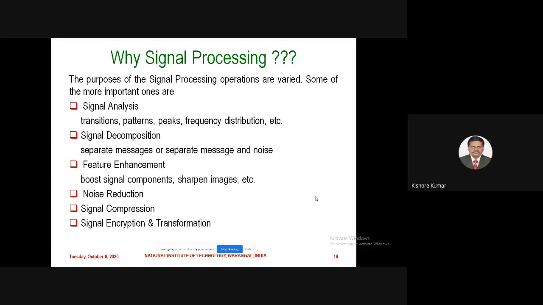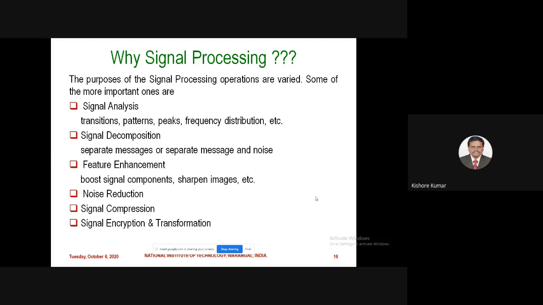So the first one is signal analysis, then signal decomposition. The third one is feature enhancement. The fourth one is noise reduction. Noise reduction means, as I said, different types of noises are there, and we need to reduce that noise. There are different types of noise reduction approaches, and that is another fundamental research area in signal processing.